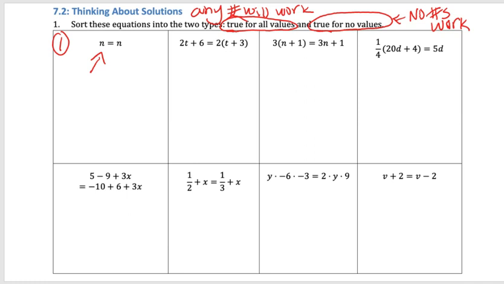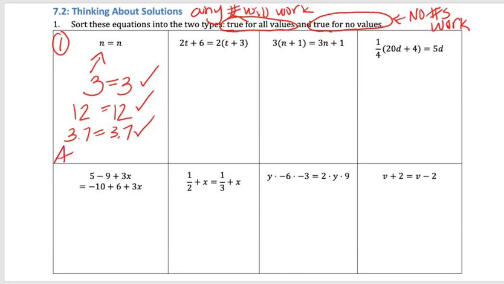So let's pick a number for N. Pretend that N is 3. If N was 3 and I replaced it, would 3 equal 3? Yeah. What if N was 12? Well, 12 would equal 12. What about 3.7? No matter what N I pick, the equation will work, right? So we're going to call this all values.